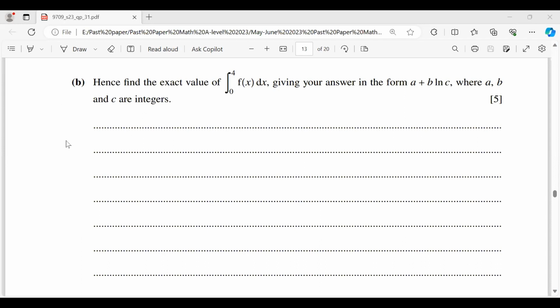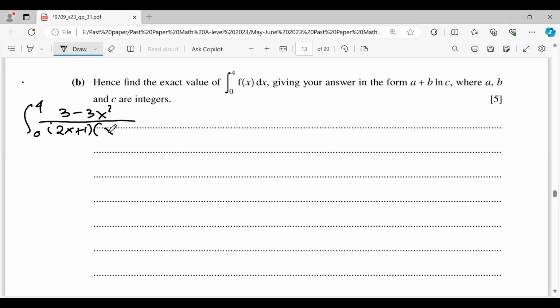And let's find the exact value of this integral of f(x), 0 to 4, giving your answer in the form a plus b ln c, where a, b, and c are integers. Just now we created the partial fractions from f(x). If f(x) equals 3 minus 3x squared over (2x plus 1)(x plus 2) squared dx.